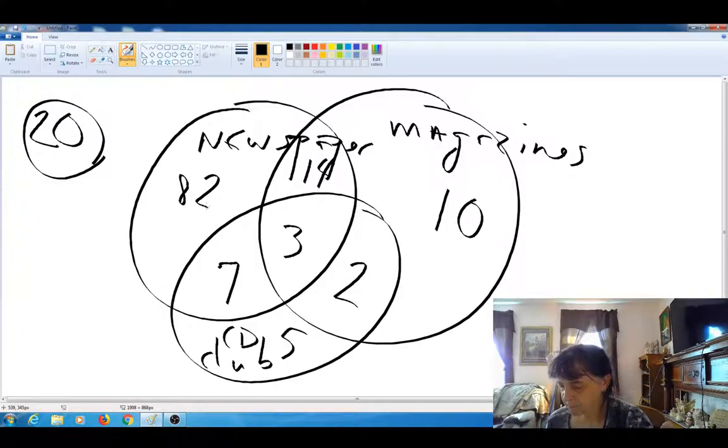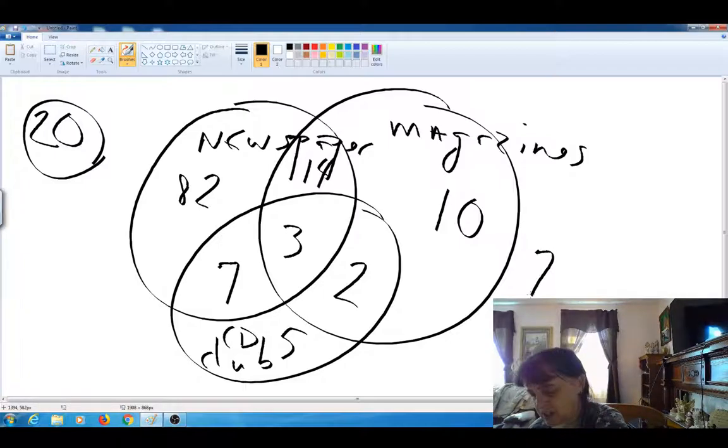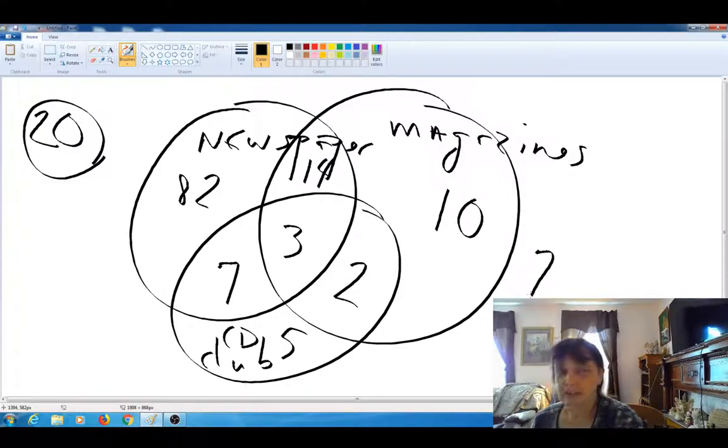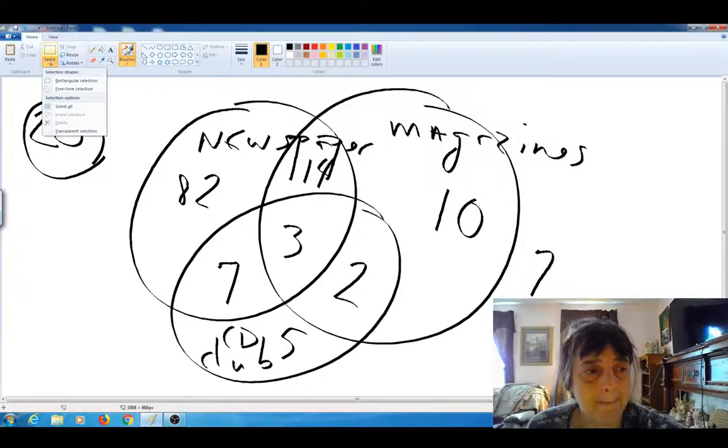Now, 130 people were surveyed. 82 plus 14 plus 10 plus 2 plus 3 plus 7 plus 5 is 123. 130 minus 123 is 7. They didn't subscribe to any of them. Okay, so there's your Venn diagram. Now we did the test. Now let's go over these other questions.